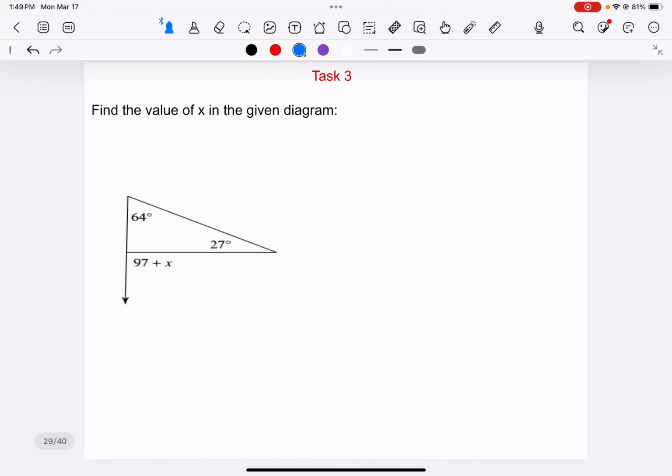Find the value of x in this diagram. This x, 97 plus x, is outside the triangle, so I can't add up those three angles to equal 180. But I notice I do have two angles inside the triangle, so I'm going to call this third angle y. So that's 64 plus 27 plus y is equal to 180 because they're all inside the triangle.